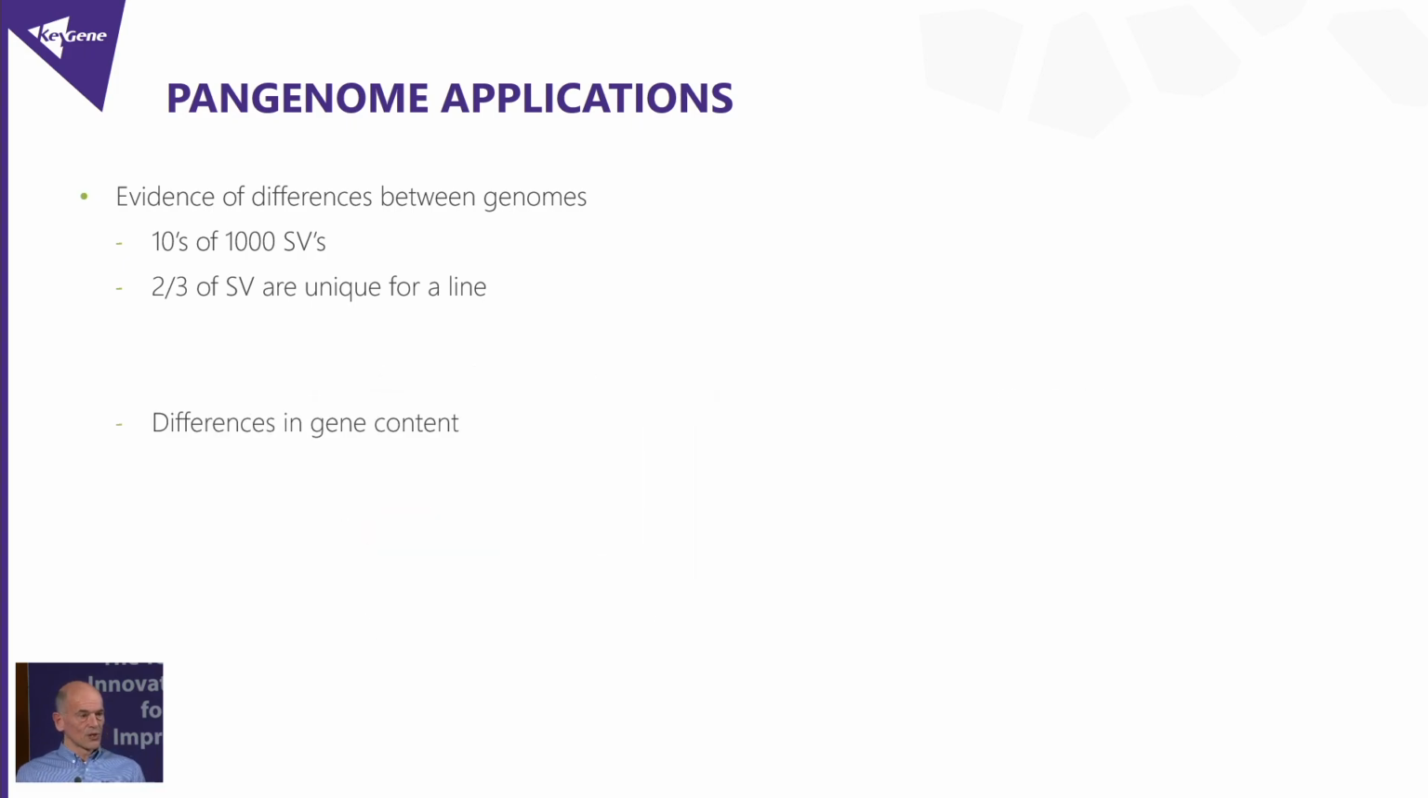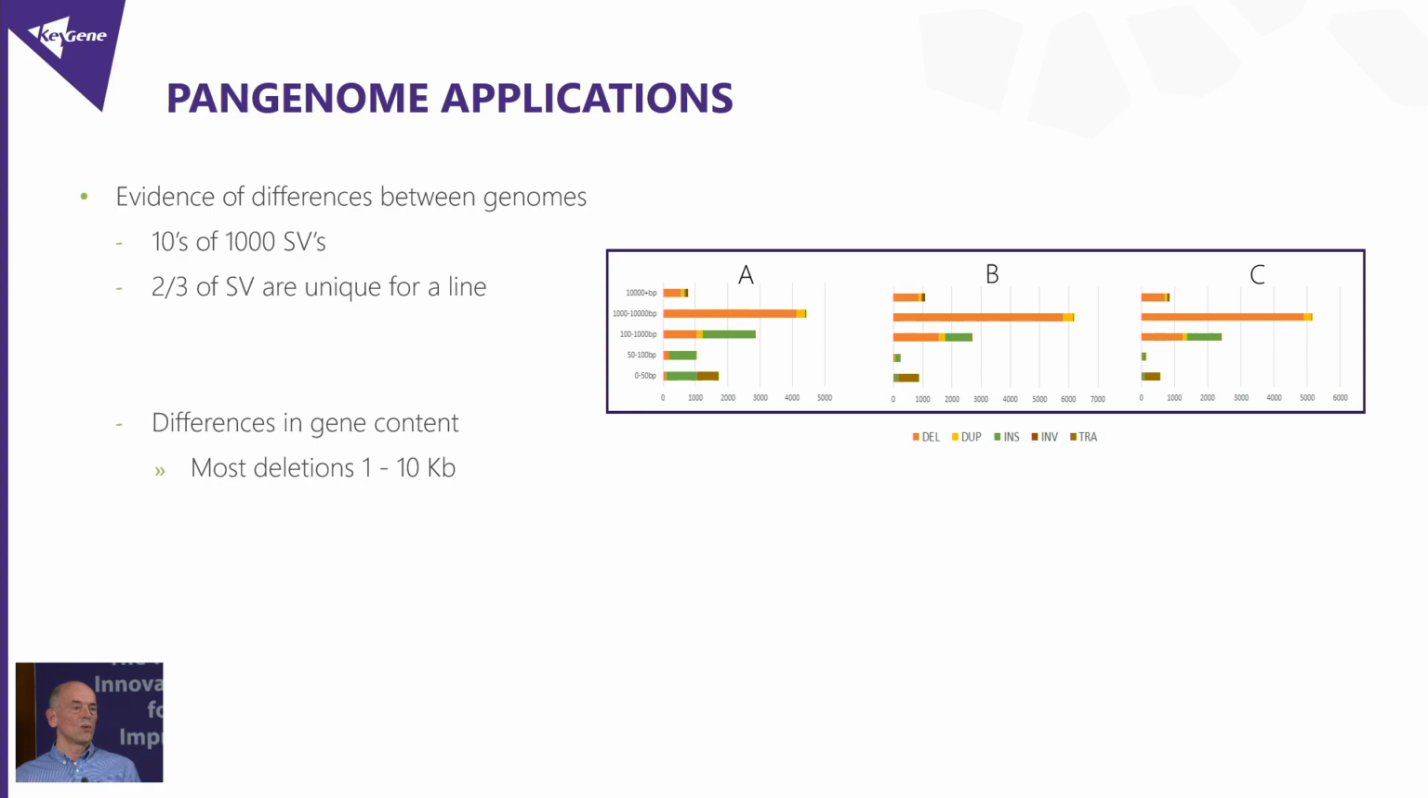Then the next question will be, okay, how does this structural variation translate into gene content? Because that's probably more important for your traits. Well, we had another example where we sequenced 3 accessions, and we looked at the size of the structural variants. The second row from the top shows you the number of indels that have a size between 1 and 10 kb, so gene sizes. And as you can see, there are thousands of those between the lines.